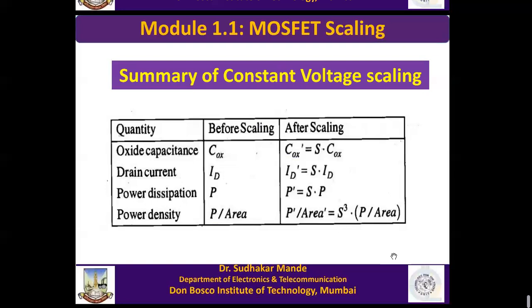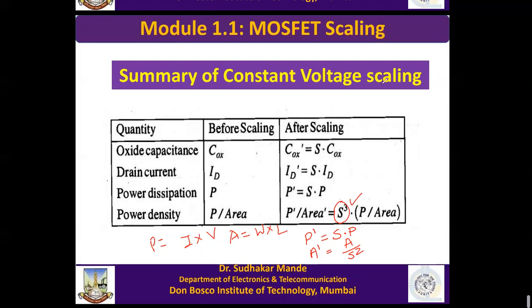Now just see, power before scaling is given by I into V. Area before scaling is W into L. Power after scaling becomes S times I into V, that is S times current times voltage, and area reduces by S square. So when you take the ratio, it increases by S cube. So in this way, after scaling, power density increases by S cube.